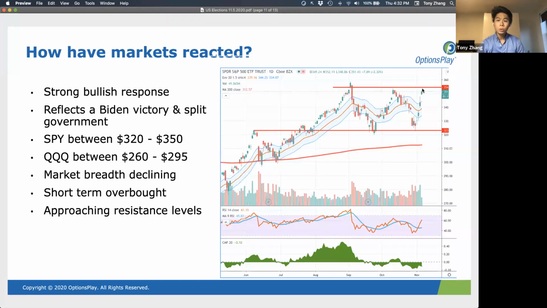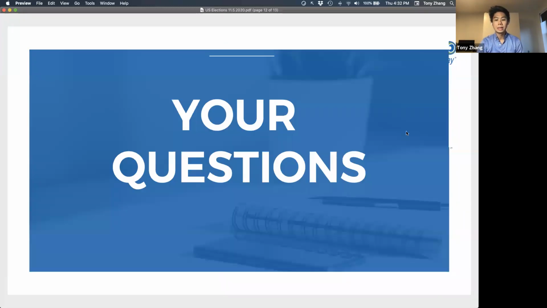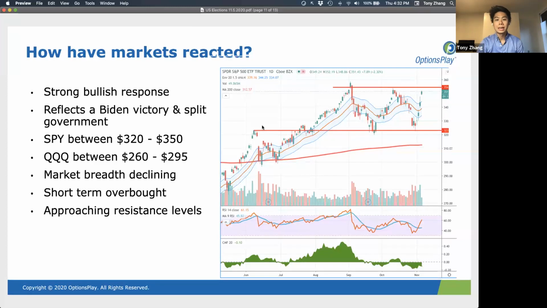So when we look at what's happened since then, what we can now draw is a very clear established range here on the S&P 500, with the lower end of the range around 323 or so, and the upper end of the range around 350 or so. So what we have now is an established range. And the reality is that the markets are pricing in what I believe reflects a Biden victory with a split government, because again, a Biden victory with a split government, from a market's perspective, is likely the best possible outcome.